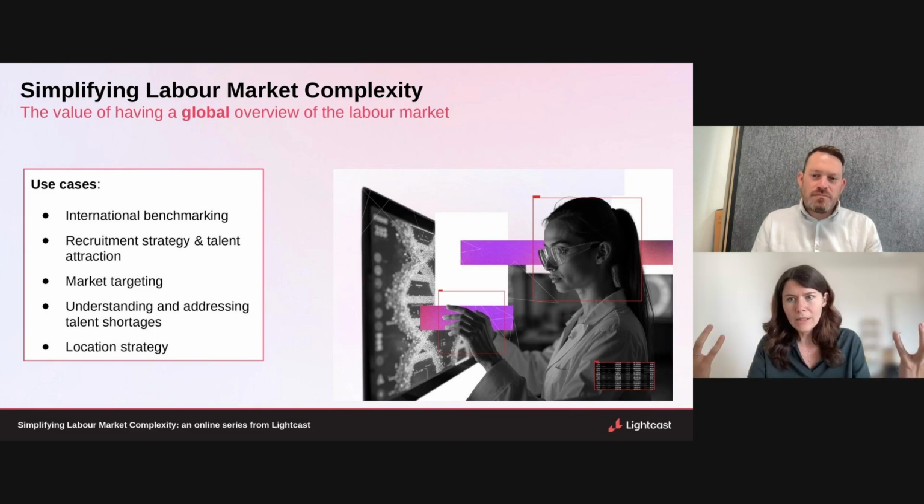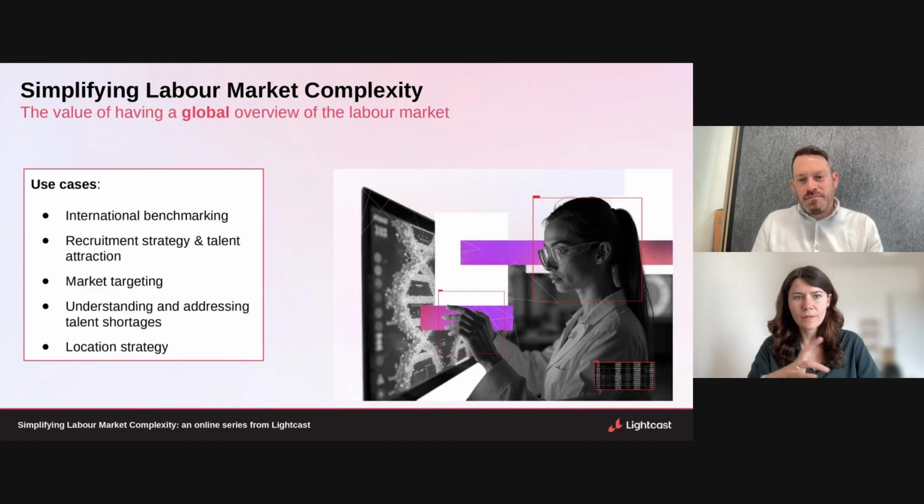So having a global taxonomy that applies to different markets helps answer questions around international benchmarking and comparison. So from a policy making perspective, it allows us to understand how the country compares to other countries in terms of that sector.